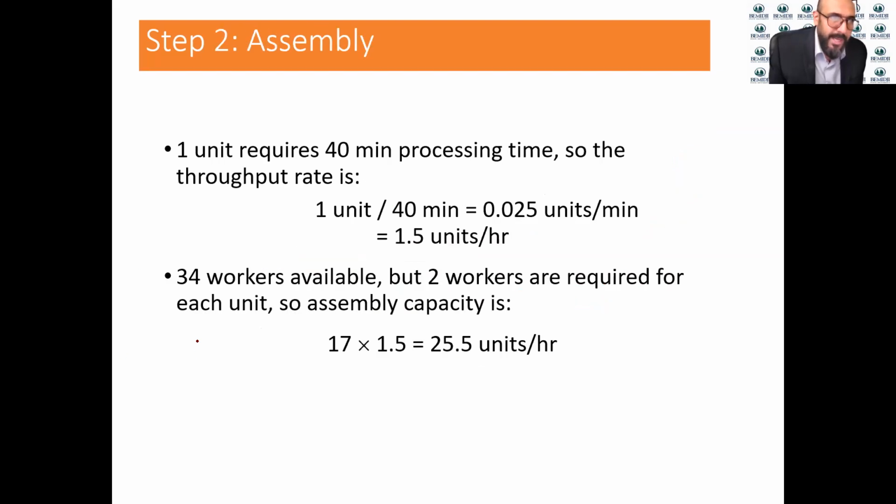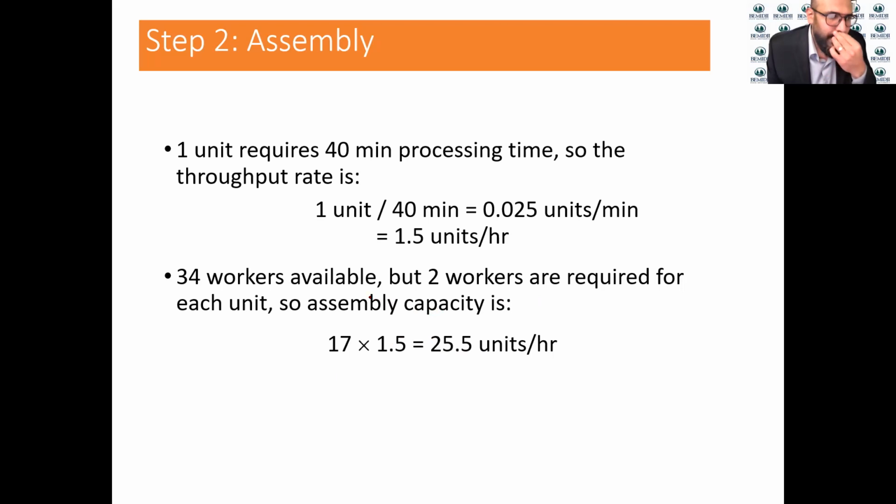All right, now let's go to the assembly line. 1 unit requires 40 minutes of processing time. So the throughput rate is 1 unit per 40 minutes. That would be equal to 0.025 units per minute, or 1.5 units per hour. We have 34 workers, but we need 2 workers to work on 1 assembly. So that would be 17 times 1.5, which is 25.5 units per hour.